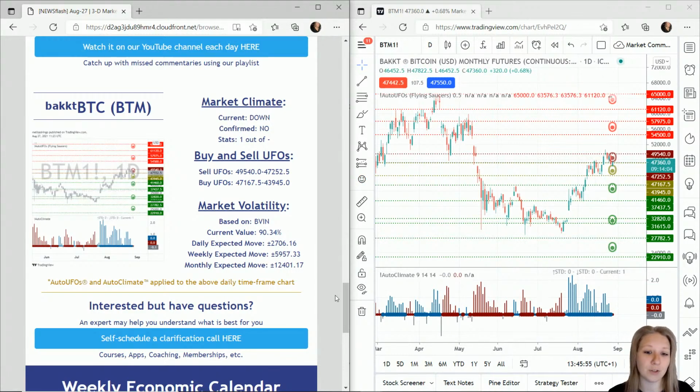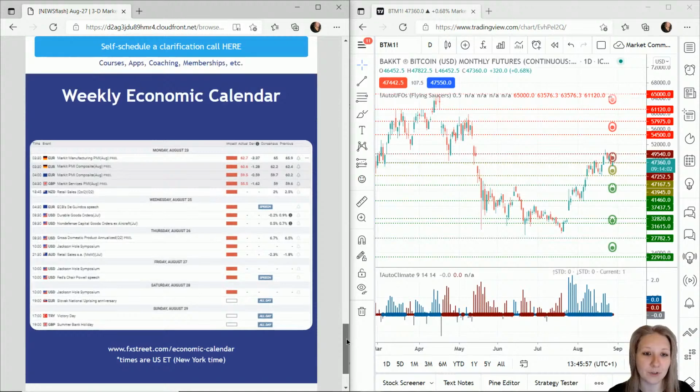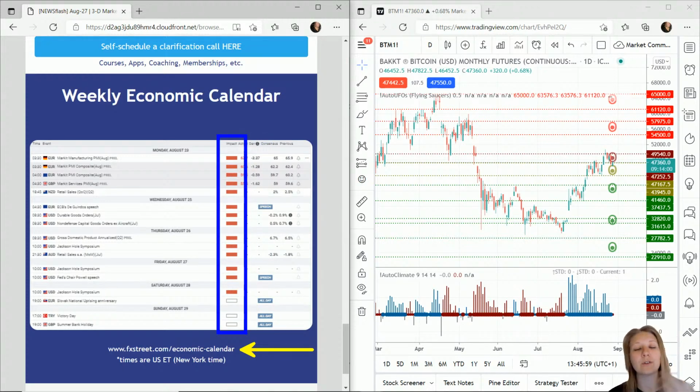Before we wrap up, let's just look at our weekly economic calendar to summarize this. We get this from fxstreet.com and we filter by high impact news. Basically, we want to know which news reports that are scheduled to come out are likely to create a high impact on the markets, meaning are likely to create volatility.